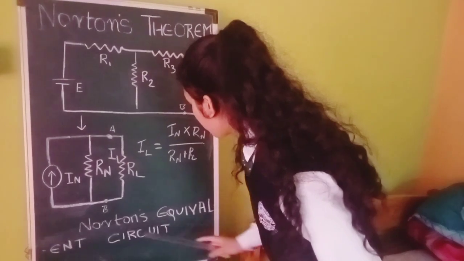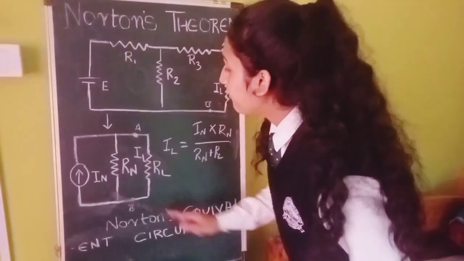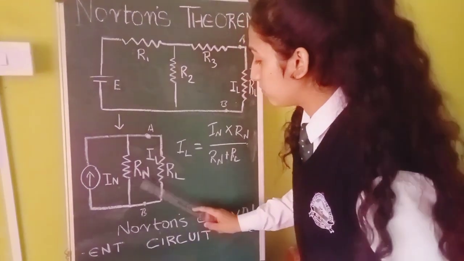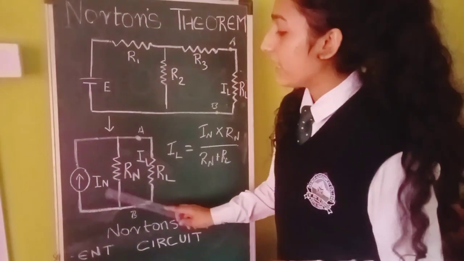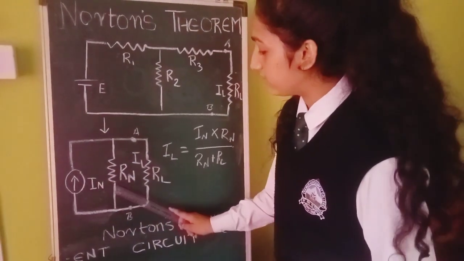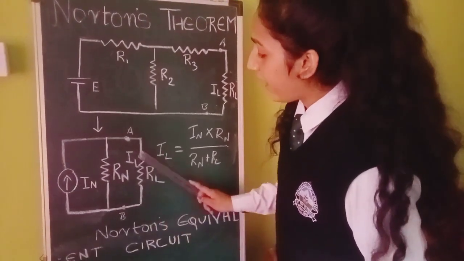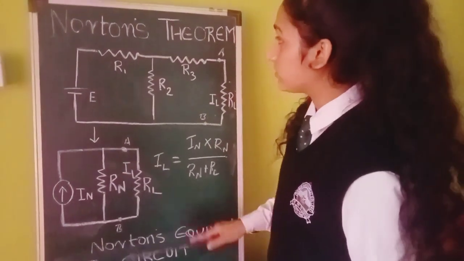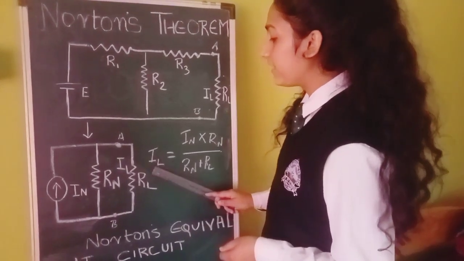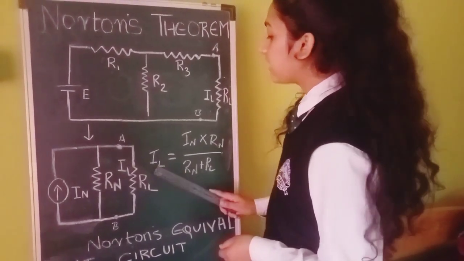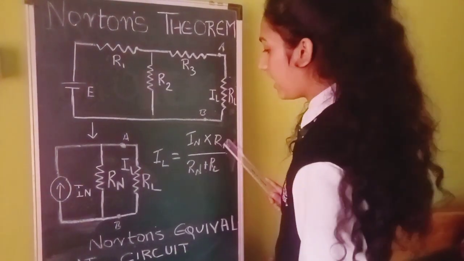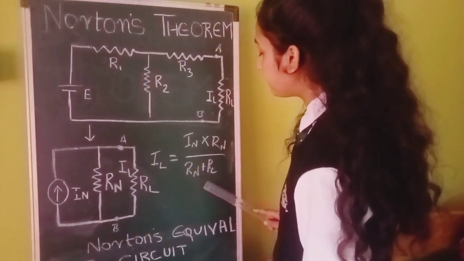According to Norton's equivalent circuit, we will have only one current source and a resistance. And the condition is that the current source and the resistance must be parallel to each other. So easily we can find the value of IL using Norton's theorem. We have one formula to find the value of IL. That is, IL will be equal to IN cross RN whole divided by RN plus RL.